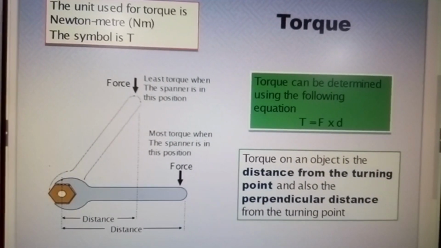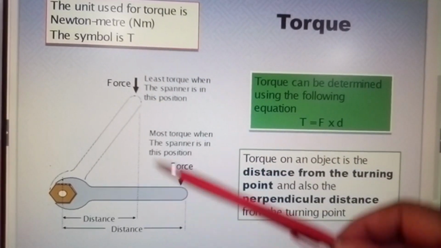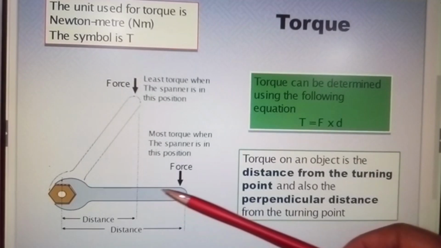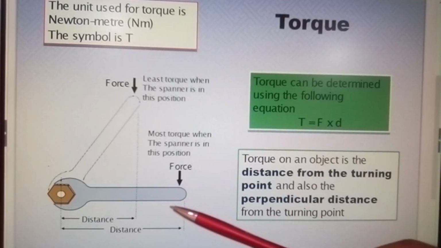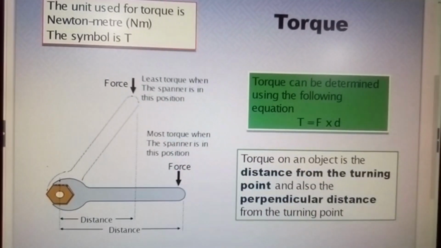And here we're just extending that further. Torque is T. So you can see that we are moving the spanner upwards, but by making that longer, we can apply less force to do the same work.